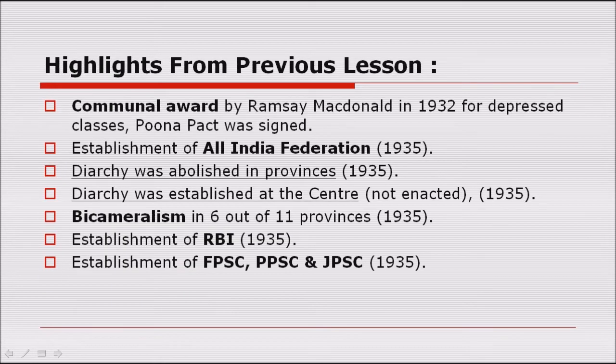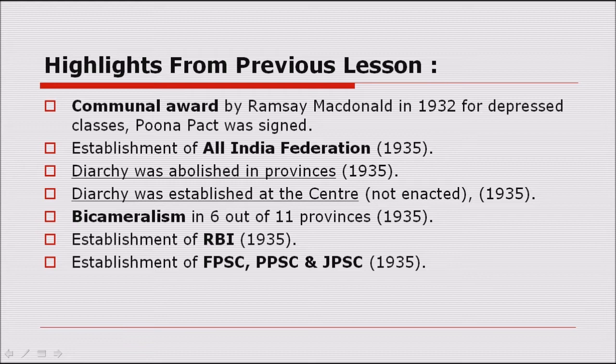So here are some of the highlights from the previous lesson which we have learned. In the previous lesson we learned about the Communal Award and the Government of India Act of 1935. The Communal Award was announced by Ramsay MacDonald in 1932, and the provision in that award was to give separate electorate for the depressed classes. But later the Pune Pact was signed between the leaders of the Indian Congress and the leaders of the depressed classes to retain the joint Hindu electorate.